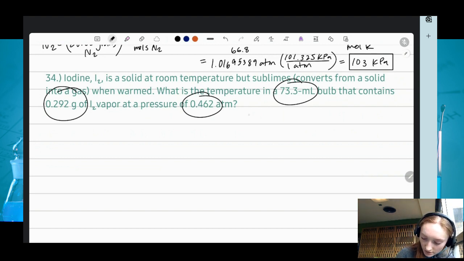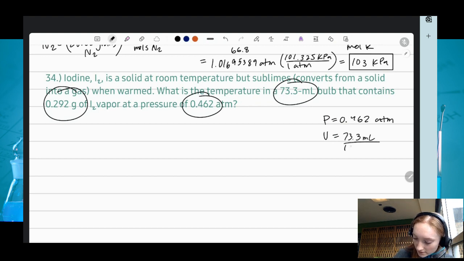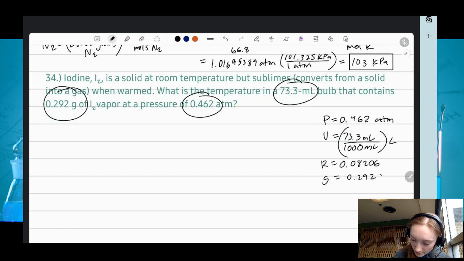Let's write down what we have so far. Pressure is 0.462 atmospheres. We know the volume to be 73.3 milliliters, but if we divide by 1,000, we'll get into liters. So that'll just be liters at the end. For the R value, we are working with the same one, 0.08206, and the mass is 0.292 grams. So we'll need to convert that into moles.